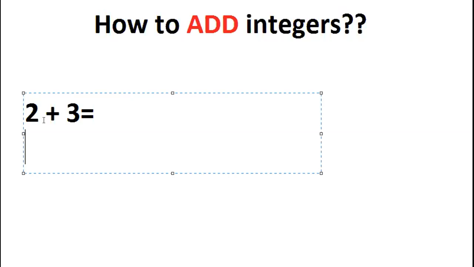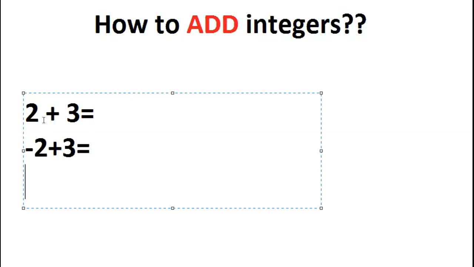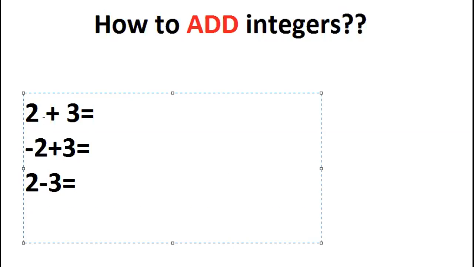But when there are examples like -2 plus 3, they don't know how to do this. Or sometimes there are examples like 2 minus 3, then how to do this? Or else there is one more example, -2 -3. How to do this type of sums? So students, stay tuned. I'll teach you in this particular video how to add integers.